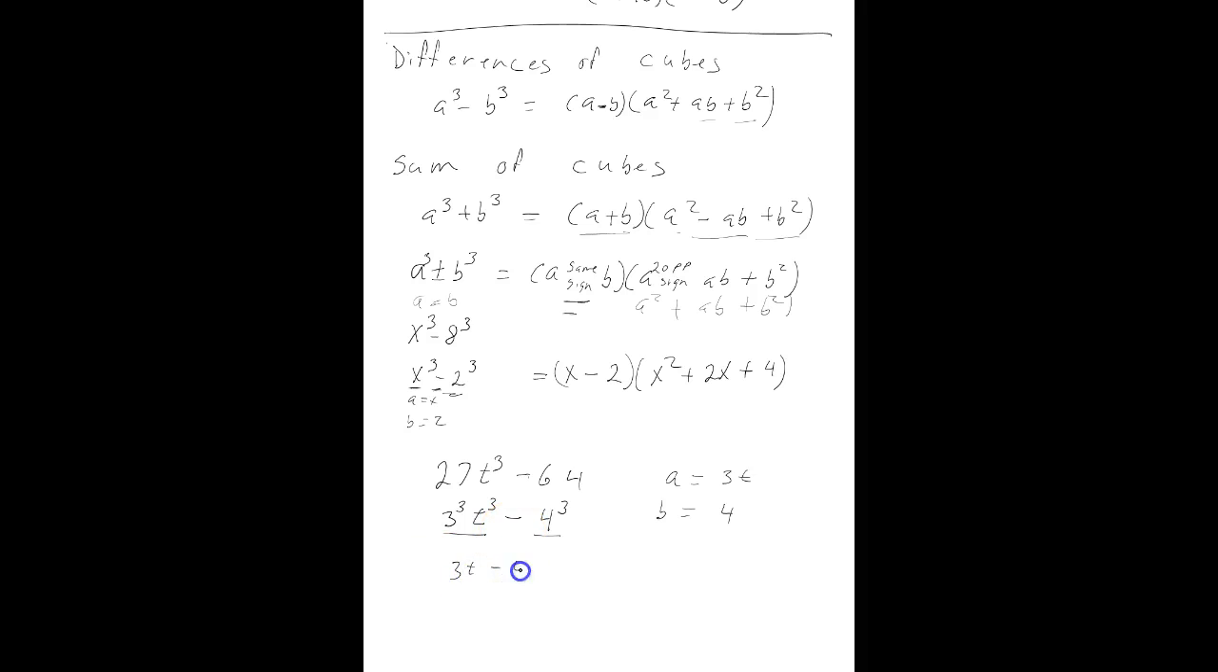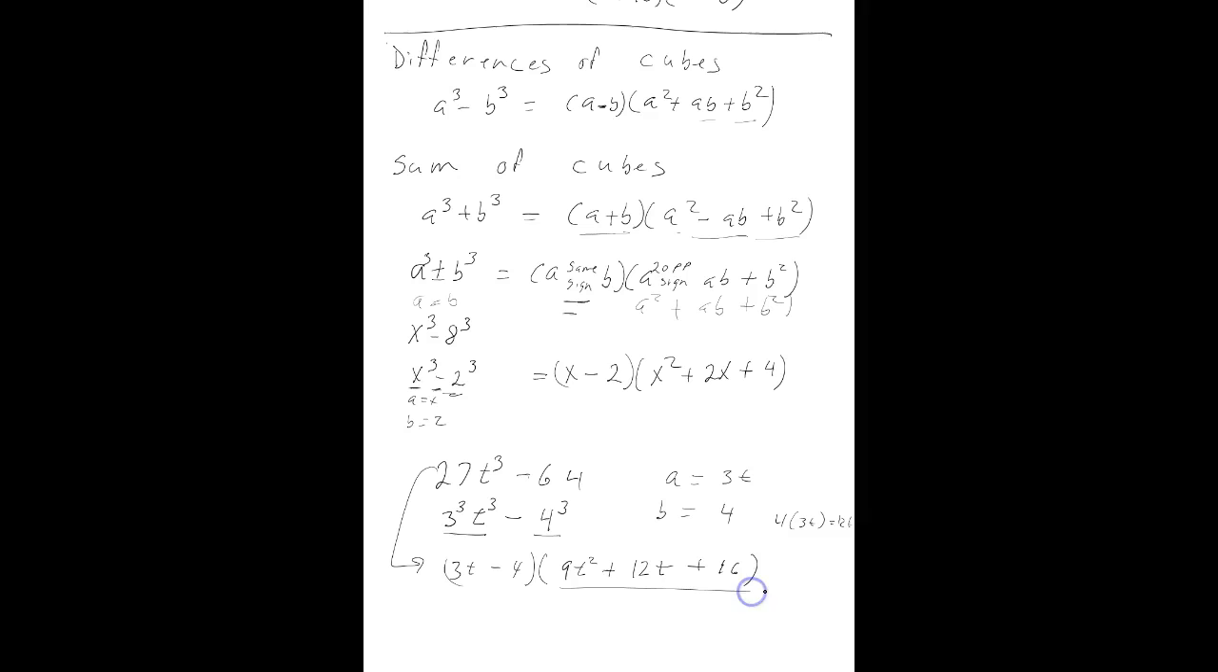So if we take the first one, it's the same sign, so it would be 3t minus 4 times a squared, which would be 3 squared t squared, or 3 squared would be 9. Let's just go ahead and do it right now. 9t squared. Take the opposite sign, plus a times b, so a times b would be 12t, because 4 times 3t is equal to 12t, and then plus b squared, which would be 4 squared, which would be 16. And so there's what this difference of cubes breaks down to.